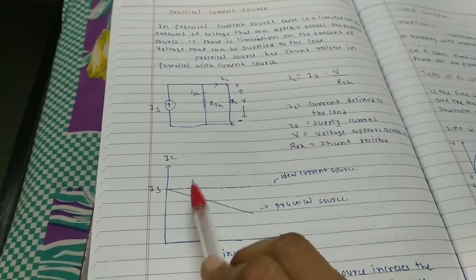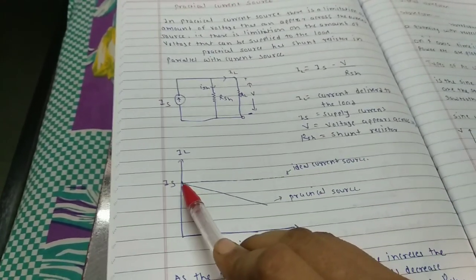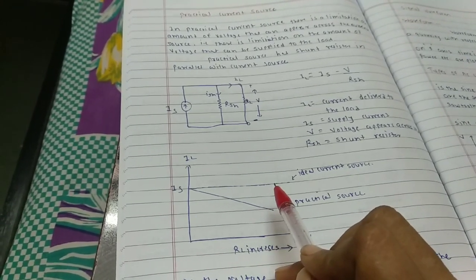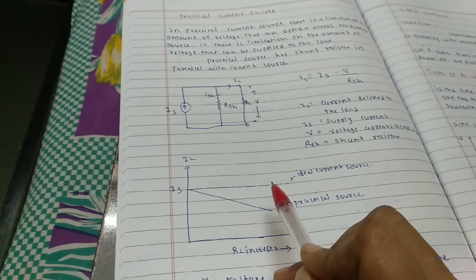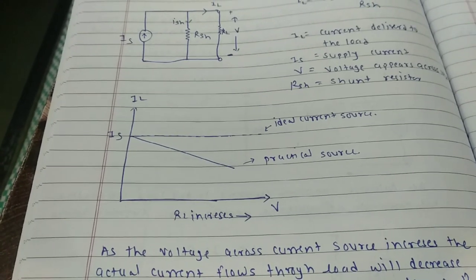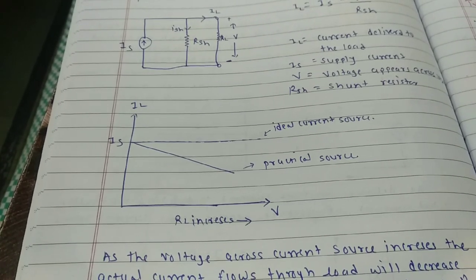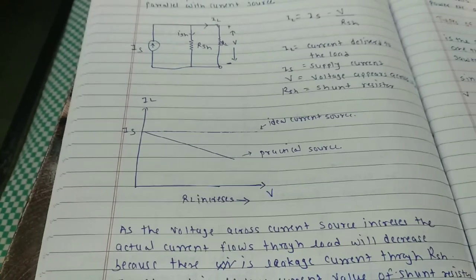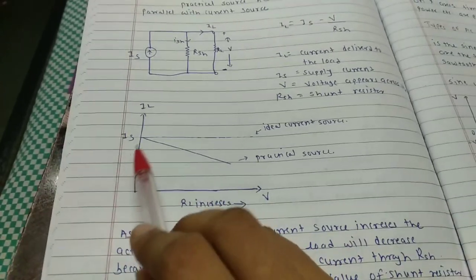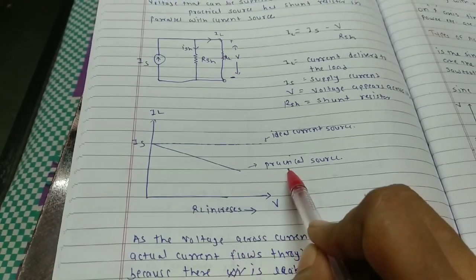So let's see what kind of current we are getting. If we are using an ideal current source, then we get a straight line. A straight line means there is no change in current, so the current is not dependent on the voltage that appears across the current source. But here, if we increase the value of RL, V also increases, and let's see the changes. The current starts decreasing. This is the output of a practical source.